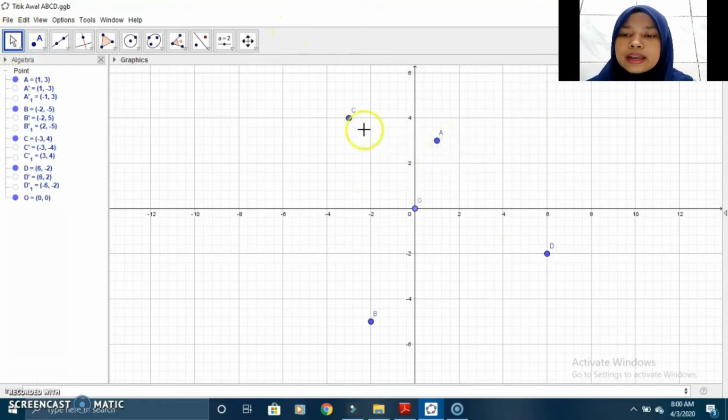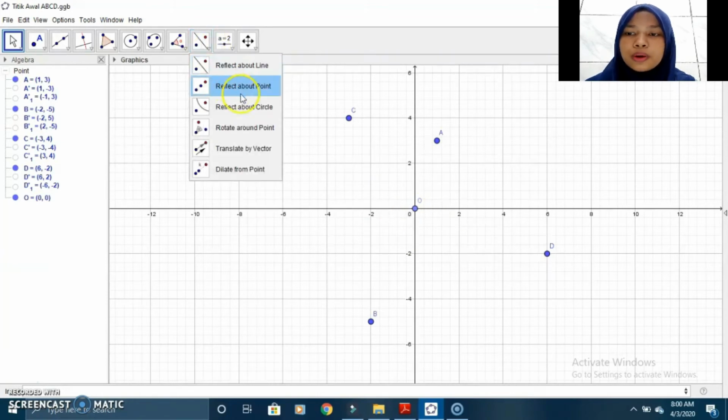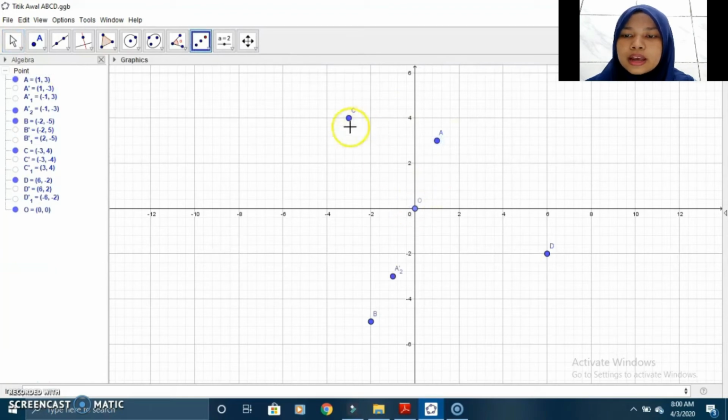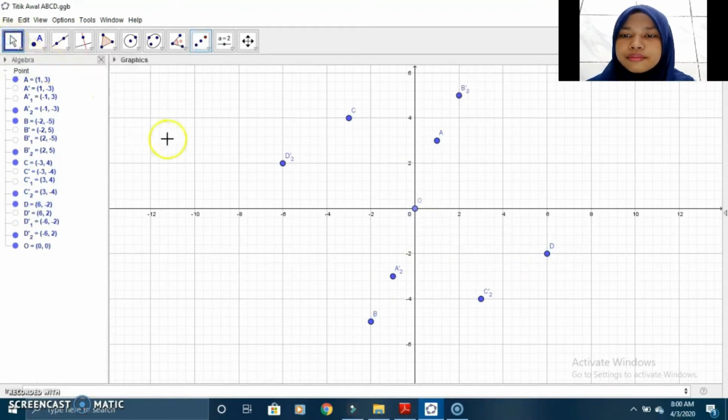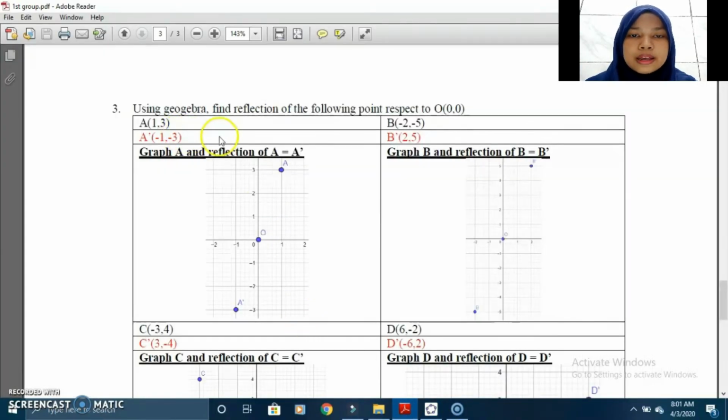After we have A, B, C, D and point O, we will reflect each of the points A, B, C, and D with respect to O. We choose reflect about point, click A and O, C and O, B and O, and D and O. Then we have A2', B2', C2', and D2'. A2' is minus 1, minus 3, B2' is 2, 5, C2' is 3, minus 4, and D2' is minus 6, 2. These reflections also equal my group's answers, A', B', C', and D', written in red font.